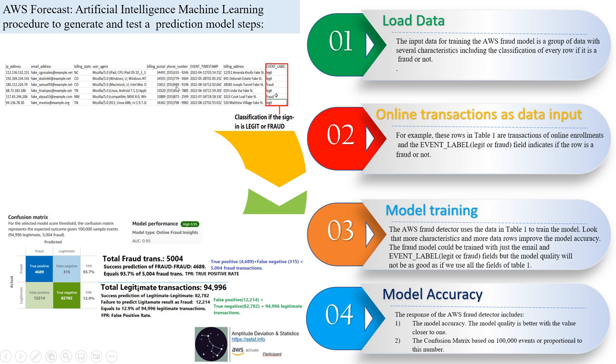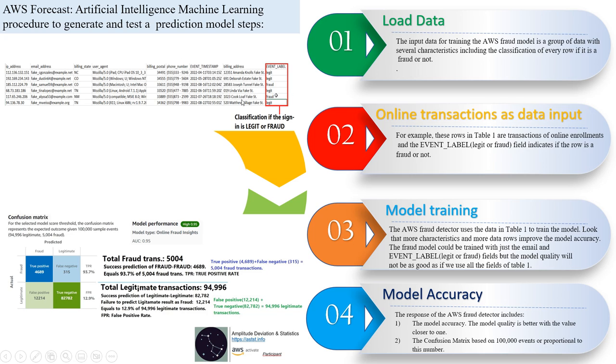Okay, so in this example we have several online registrations with characteristics like the IP address from the customer, the email address, the billing state, the user agent, for example if it is Mozilla or Chrome or a mobile browser, the billing postal code, the phone number, the event timestamp, and the billing address, with the result of whether it is classified as a legitimate or a fraud transaction.